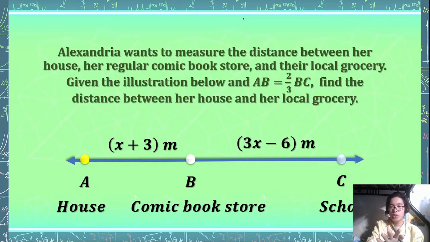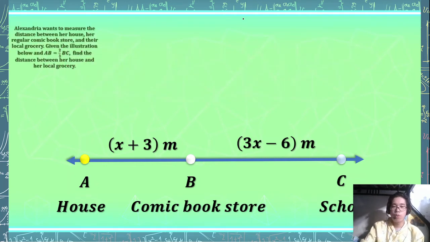So we have here illustrated on screen, from points A to B, we have Alexandria's house and then the comic book store, it measures x plus 3 meters. And then from points B to C, we have the comic book store going to Alexandria School, which is 3x minus 6 meters. So how are we going to solve this problem?